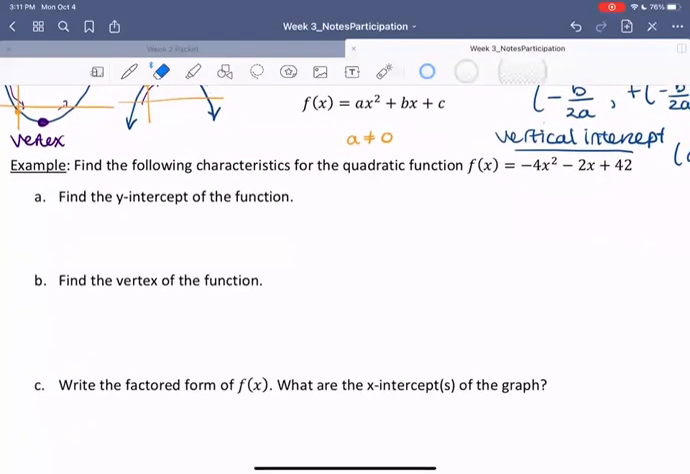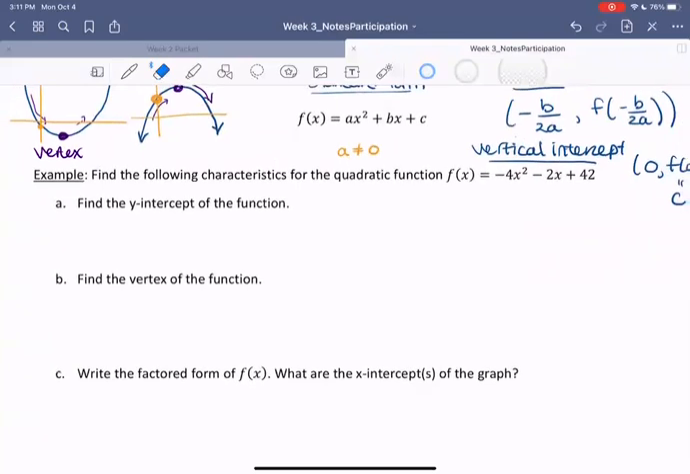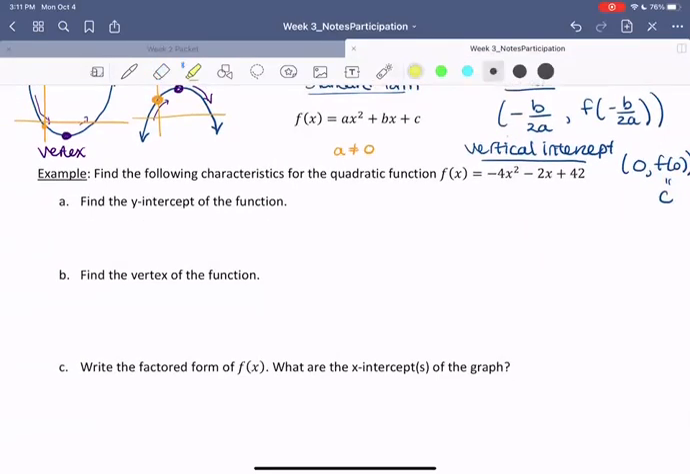First up, we want to find the y-intercept of the function. Up here, we're given a specific quadratic function: f of x equals negative 4x squared minus 2x plus 42. Find the y-intercept. That's the same thing as finding the vertical intercept. So what we need to do is plug in 0 for our x value and compute the f of x value. That would look like the following: f of 0 equals negative 4 times 0 squared minus 2 times 0 plus 42. Please take a moment and pause the video and try to work that out on your own before continuing.